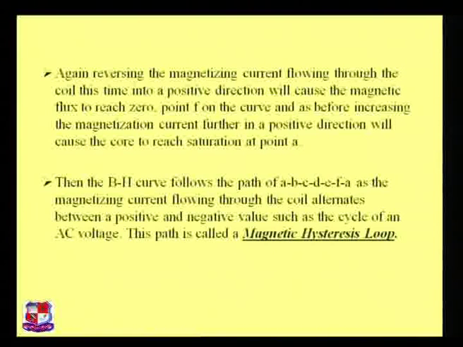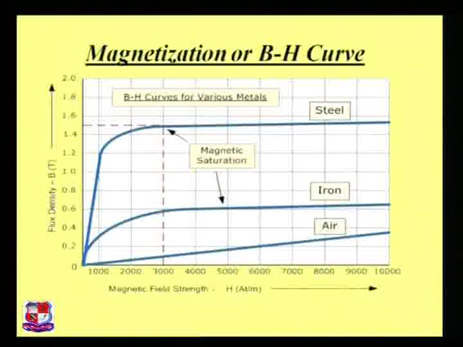Then the BH curve follows the path A, B, C, D, E, F and A, as the magnetizing current flowing through the coil alternates between a positive and negative value, such as the cycle of an AC voltage. So this path is called the magnetic hysteresis loop.